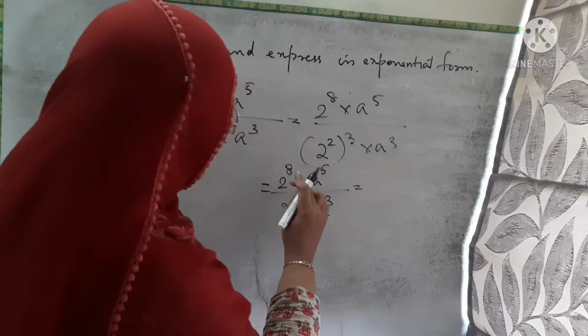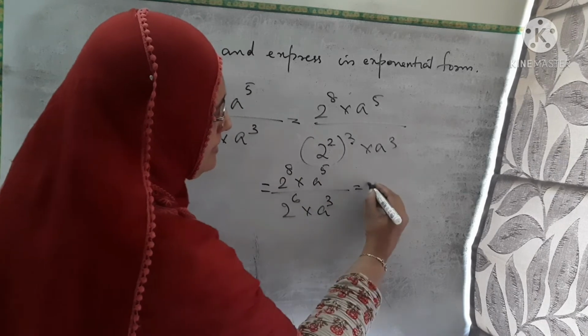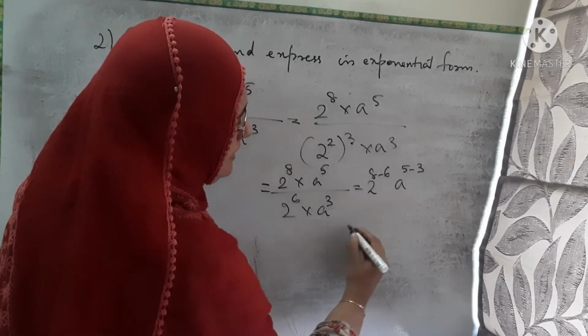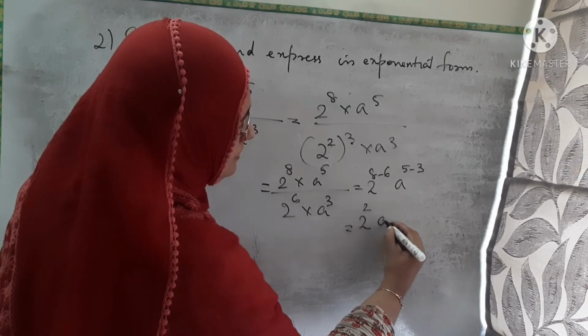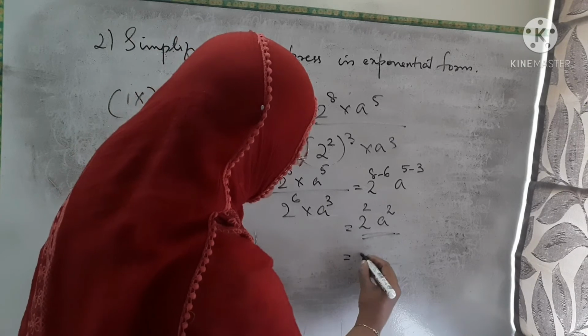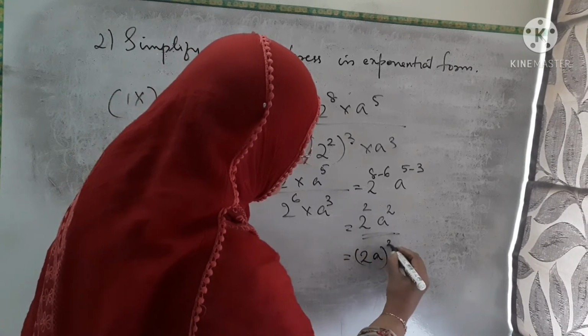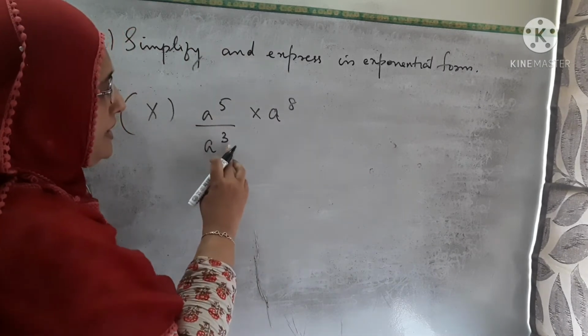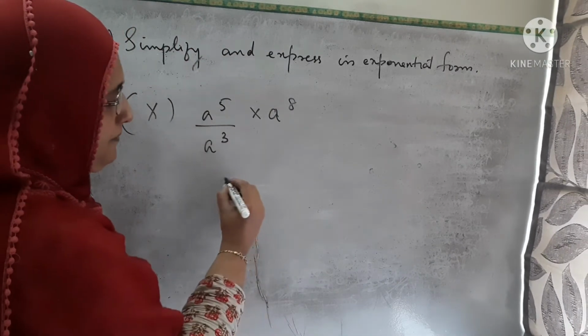So here 2 raised to 8 by 2 raised to 6. That is 2 raised to 8 minus 6 and a raised to 5 minus 3. Answer will be 2 raised to 2 into a raised to 2. You can write it also as 2a the whole raised to 2. Both are same. See, a raised to 5 by a raised to 3 into a raised to 8.